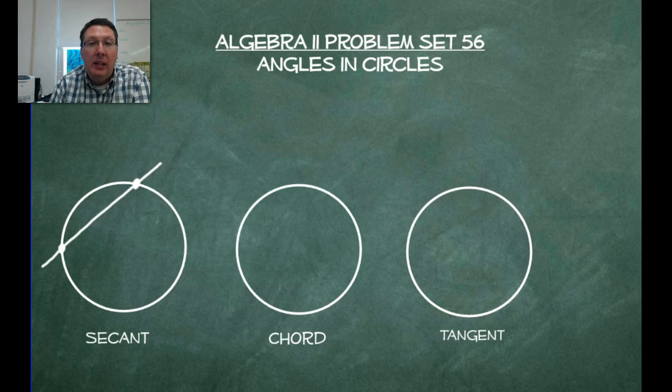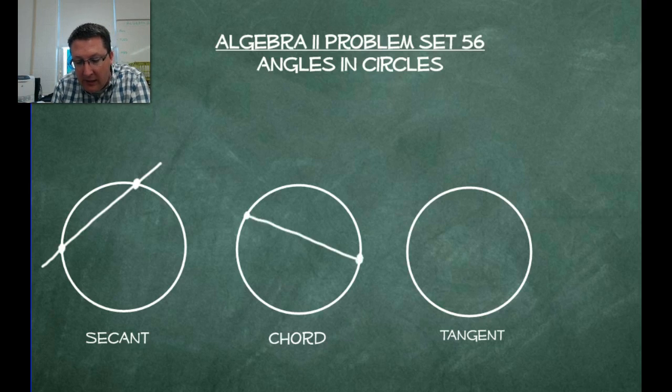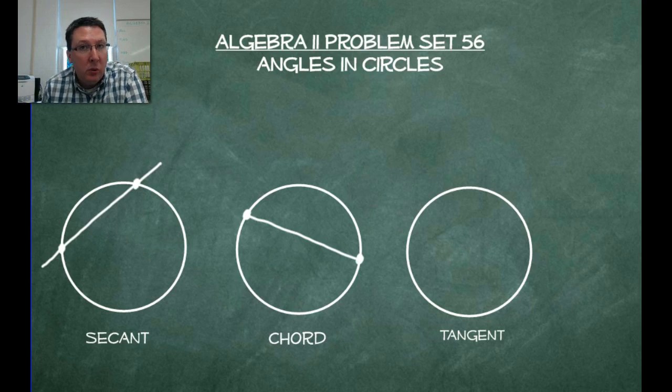Now, if you look at a line or a segment that starts and stops on the circle, it wouldn't be a line, it would just be a segment. If it starts on the circle and stops on the circle, that is called a chord. Now, we have dealt with one special chord. If it passes through the center of the circle, then it is called a diameter.